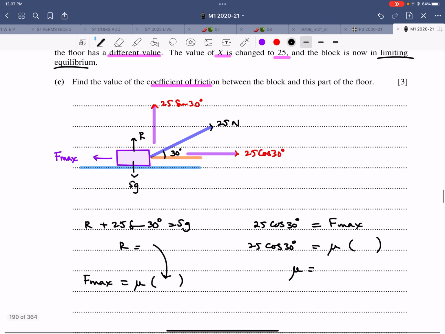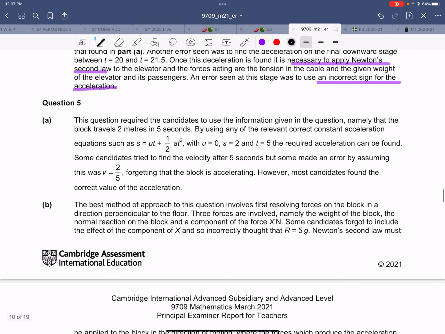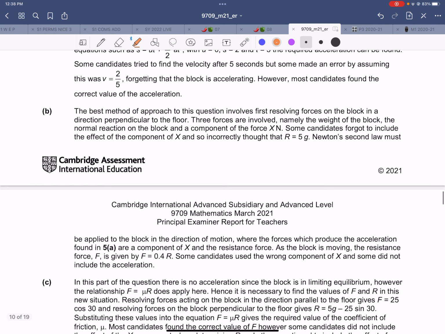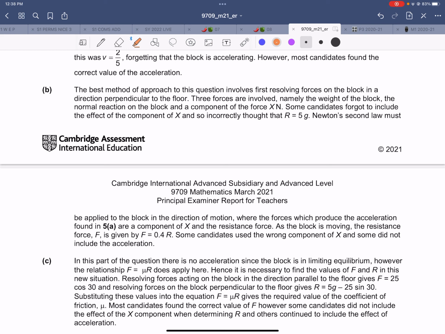Let's move on to this thing. The question required candidates to use the information given in the question, namely the block travels this distance and so on, and made an error by assuming this was such and such. Okay, let's ignore it. The method of approach for this question involves first resolving forces on the block in a direction perpendicular to the floor. Three forces were involved: the weight of the block, the normal reaction, and the component of the X force. Some candidates forgot to include the effect of the component of X.